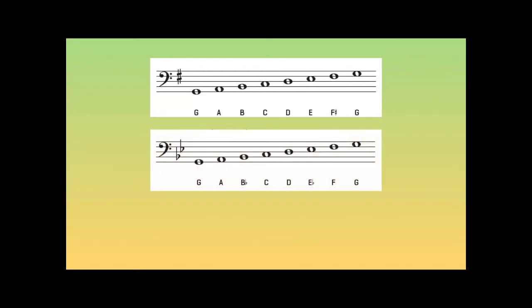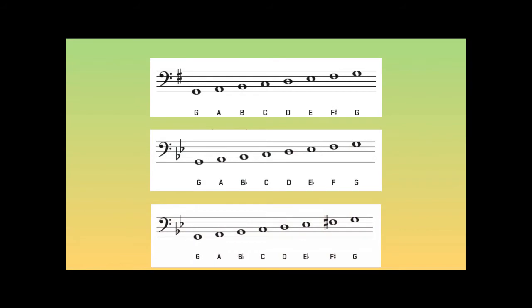Let's see another example of this. G major starts and ends on G and has an F sharp in the key signature. G minor, the parallel minor, starts and ends on G and has a B flat and E flat in the key signature.